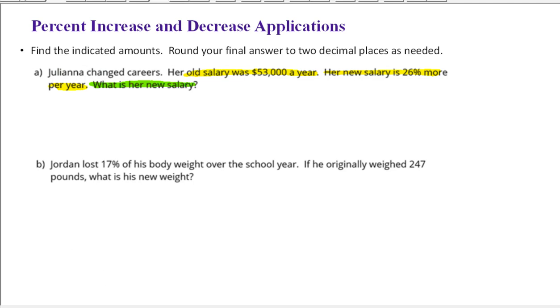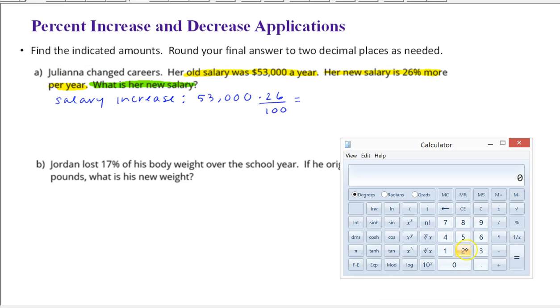Okay. So we're going to do this one in 2 ways. One way, which you're probably more familiar with. We're asked to find her new salary. One way we can do that is find what the increase was. We could find what 26% of the $53,000 is and then add it on to $53,000. So let's start that way. So what is the salary increase? And we take $53,000 and find 26% of that. So 26 out of every 100. Times 26 over 100, which gives us $13,780.